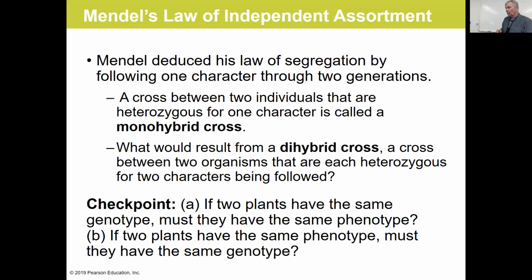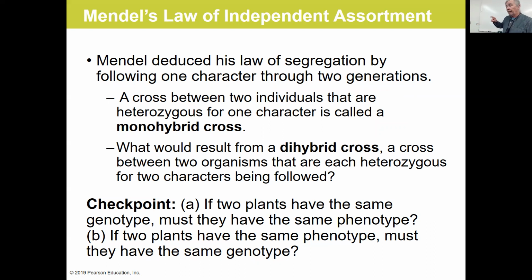But here's a checkpoint. If 2 plants have the same genotype, must they have the same phenotype? Well, yeah, they do. If they have the same genotype, they have the same phenotype. If they're big P, they're purple. If they're big P, small p, they're both purple. If they're both small p, they're red.